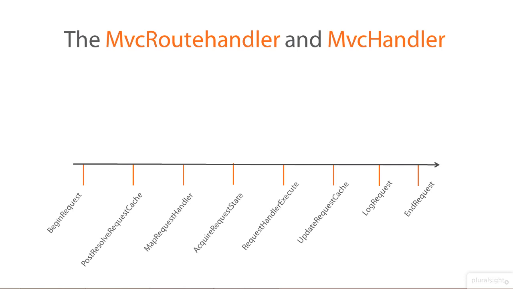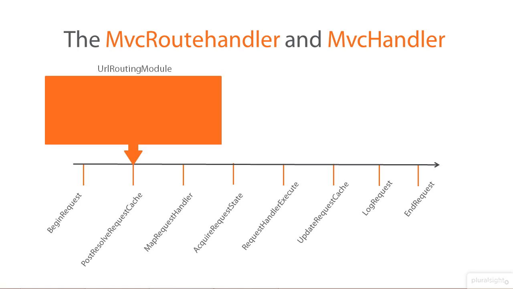Now that we have a better understanding of HTTP modules and handlers, let's revisit the part of the request lifecycle related to routing and handler selection. So the URL routing module is a module like any other, and it provides a method to handle the post-resolve request cache event. Inside this method, the module compares the incoming URL to a route table, like we discussed earlier. And if it matches the URL to a route defined by our MVC application, it will execute the associated MVCRouteHandler.